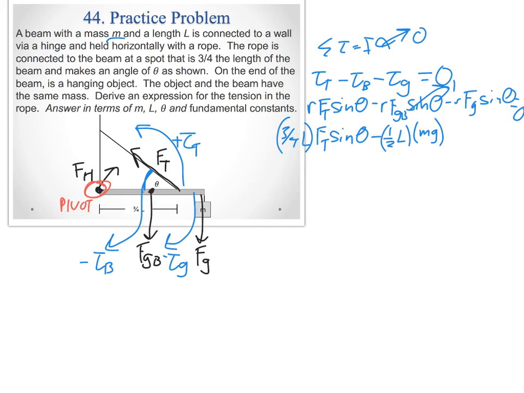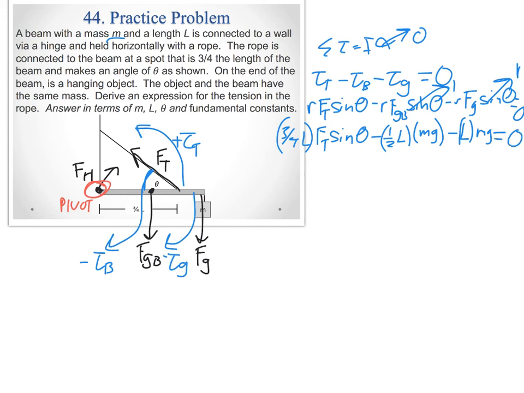For the hanging mass there, the radius is going to be the full length of the beam, L. My force, once again, is going to be mg because the box also has a mass of m. And that sine is also going to be 90. Once again, we see that the angle between the radius and the force is 90 degrees. And so that's equal to 0.